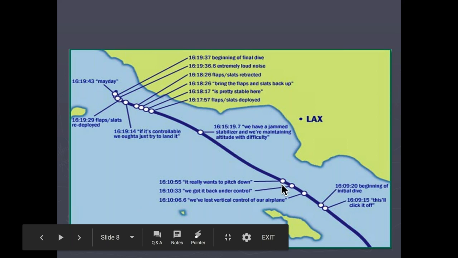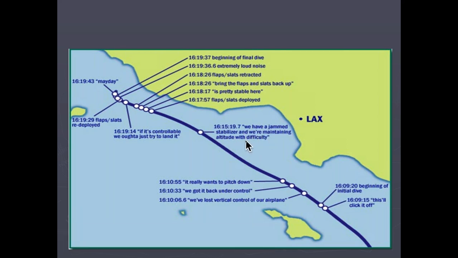So remember, they had 130 to 140 pounds of force to keep that thing stabilized. Both the pilot and co-pilot were pulling back, trying to maintain vertical control of the aircraft. They reported, "We have a jammed stabilizer and we're maintaining altitude with difficulty." You can see LA right here. They deployed their flaps and slats. They said it's pretty stable. And as soon as they brought their flaps and slats back up, and were about ready to start their approach into LA, that's when that loud noise happened. They went into that final dive, and that's when they crashed.